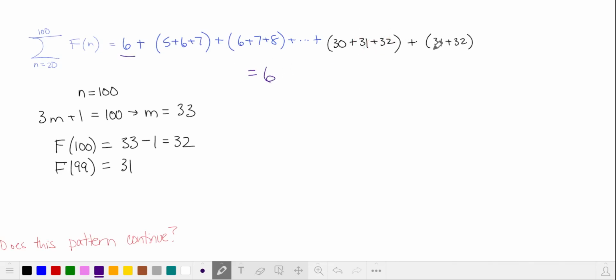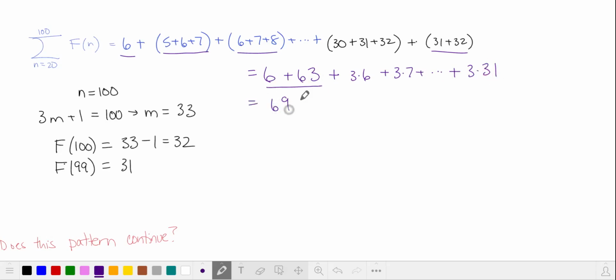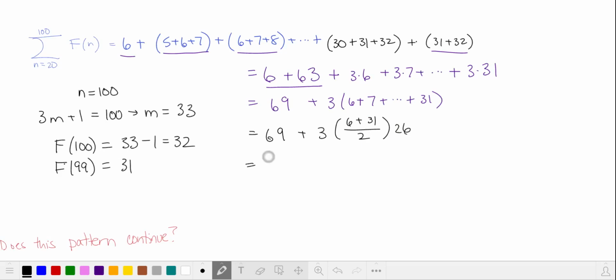Take the 6 separately, and I'll go ahead and add these two to get 63. This triplet is 3 times 6, and this is 3 times 7, and so on to 3 times 31. Adding these two, I get 69. I'll factor out the 3, and then we get these consecutive integers. I'll add these by taking the first and the last, finding the average, and then multiplying by the number of terms, which is 26. Multiplying this out and adding up, we get 1512, and the problem wants the mod 1000 residual, which is 512.